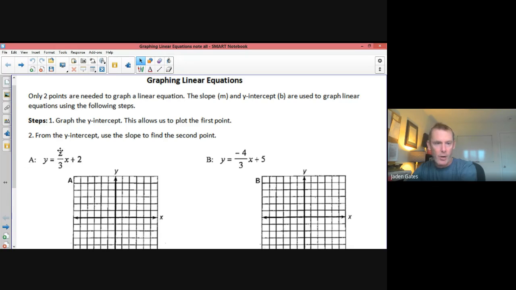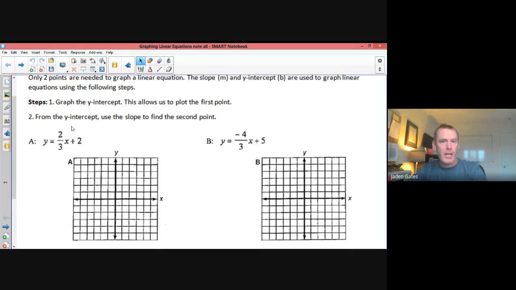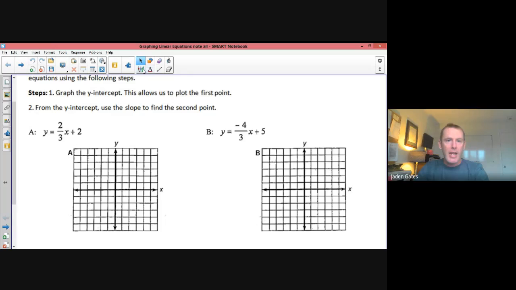Again, say for A here, 2/3, that's our m value. 2 here would be our y-intercept. All right, so the first step in graphing a linear equation is to graph the y-intercept. And so in this case, I see that my y-intercept is 2, and so I'm going to graph it. There we go. 1 point down.